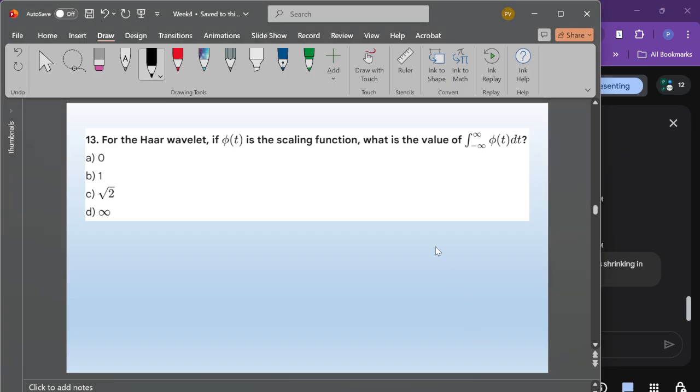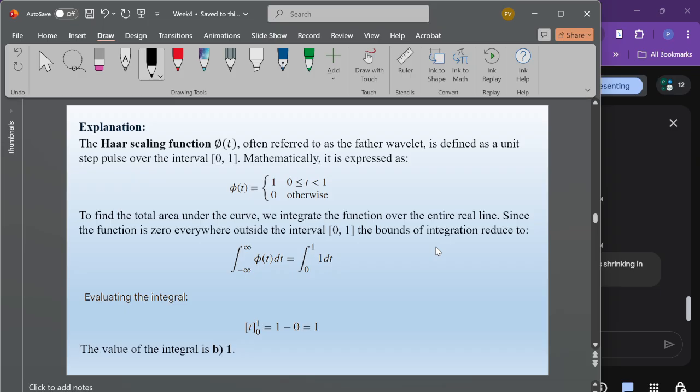Okay, so let's see the solution here. The Haar scaling function, phi t, is referred to as the Father wavelet and is defined as a unit step pulse over the interval 0 to 1. The phi t function is represented as phi t equal to 1 for t between 0 and 1, and 0 for other values.